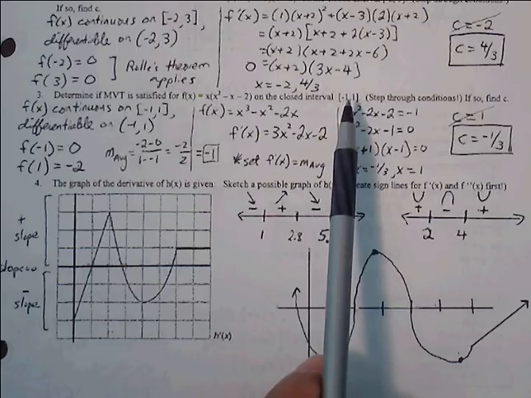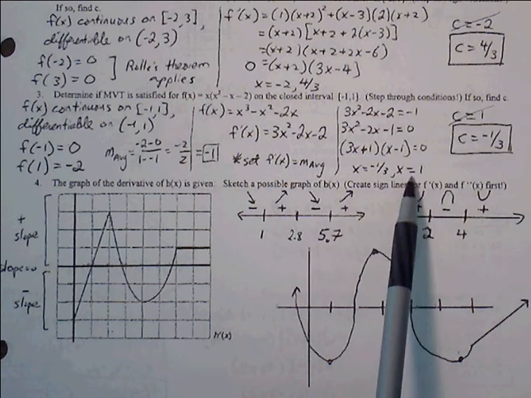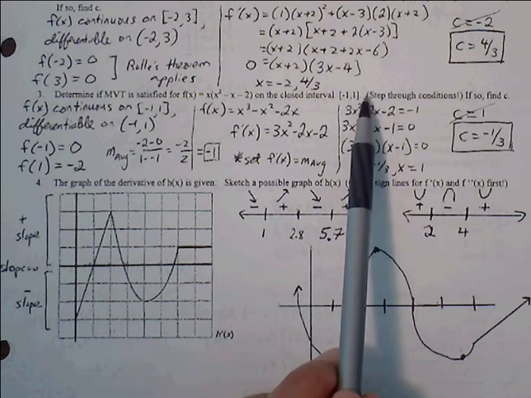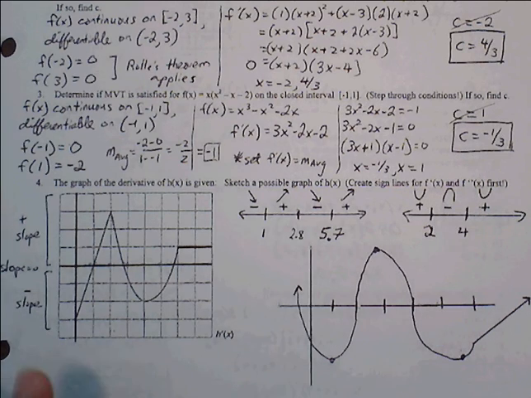So if anything falls outside or on the endpoint, we have to eliminate. So it looks like 1 we have to eliminate because 1 is on the interval. We only care about a c value that sits between. So c, in this case, is -1/3.